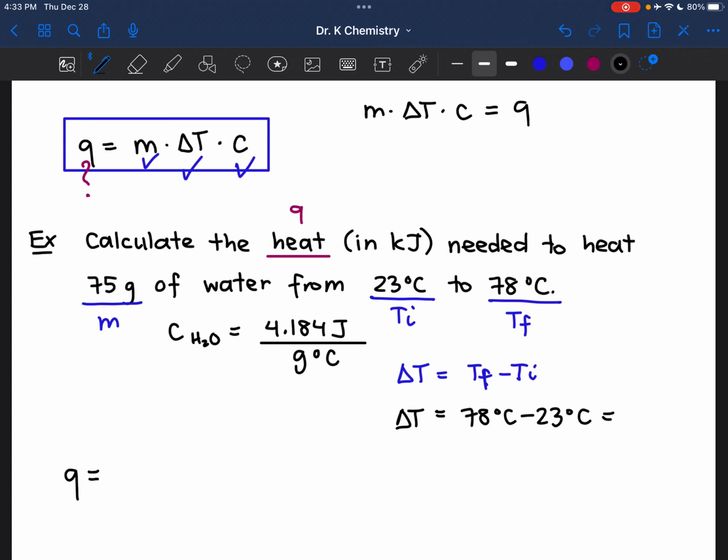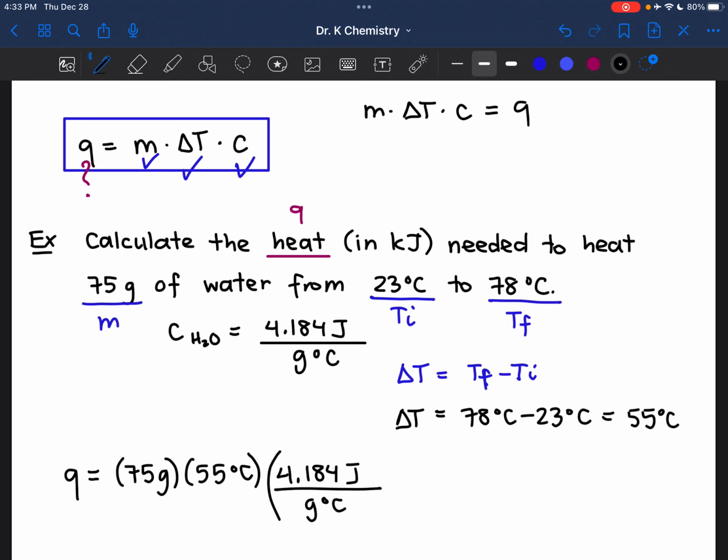Okay, so Q is going to be equal to the mass, which is 75 grams, times the change in temperature, which was 55 degrees Celsius, times the specific heat. And the specific heat is 4.184 joules divided by grams divided by degrees Celsius. And here you can see why it's so important to have a very distinct line that shows you what is in the numerator and what is in the denominator.